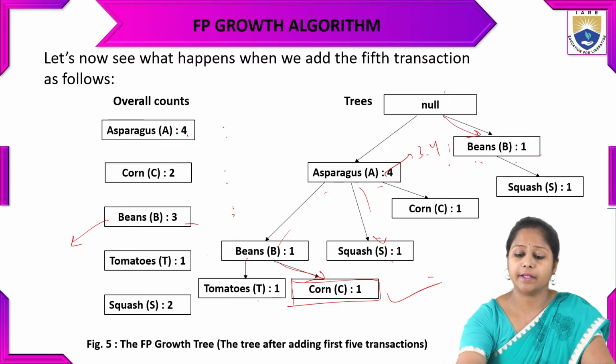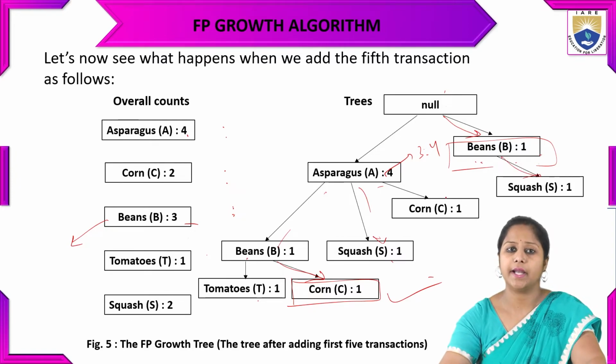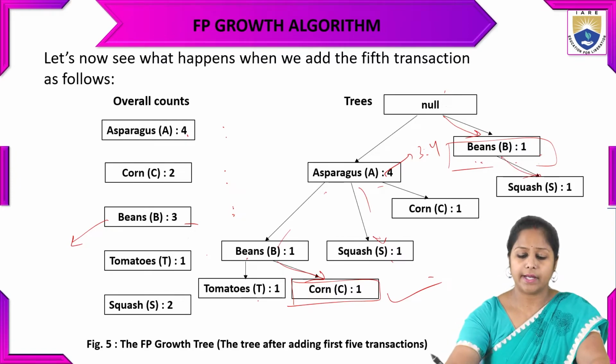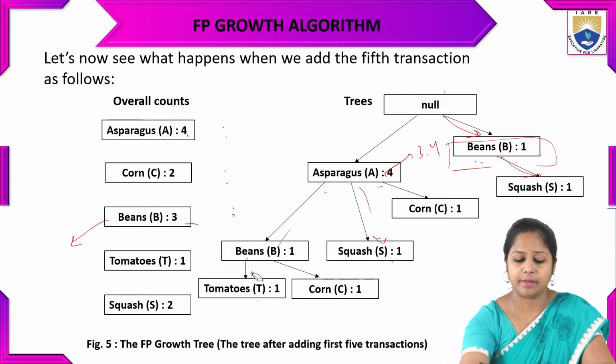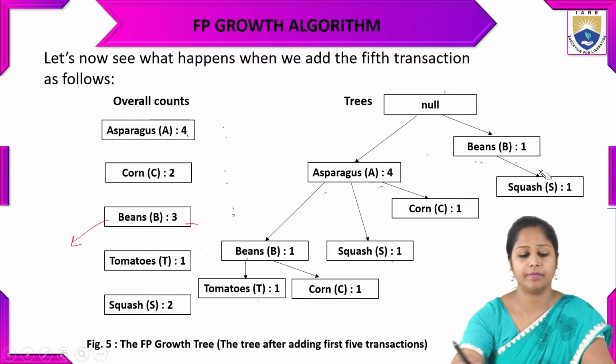So now we will add the beans as one item, and then again we will add the squash with that sub node. So like that the FP tree will be constructed. Now we will see the 5th transaction.